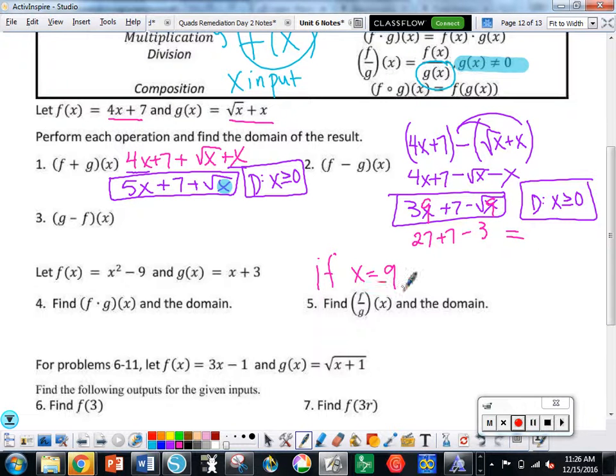But what if x was negative 9? If I try to simplify that, I would get negative 27 plus 7 plus 3i. Is that a real answer? No, that's a complex answer, which is why it doesn't fit in the domain. It's here that's giving me the imaginary part. Does that make sense? How this part doesn't determine the domain?